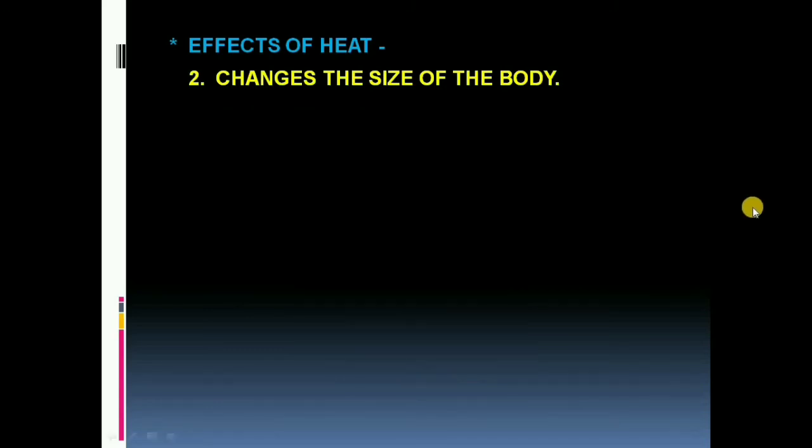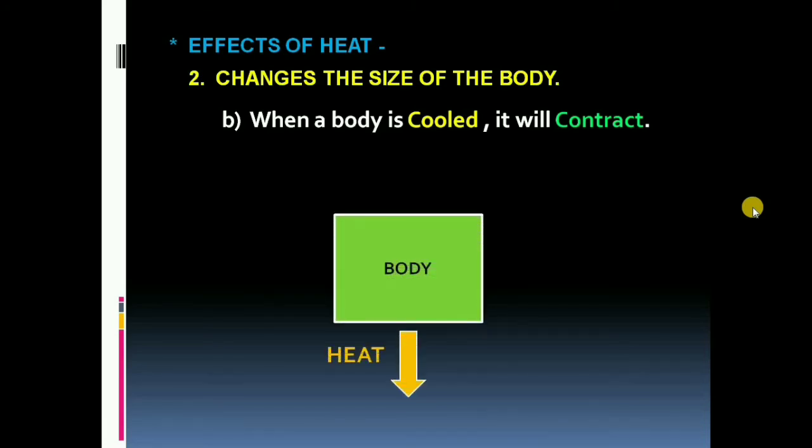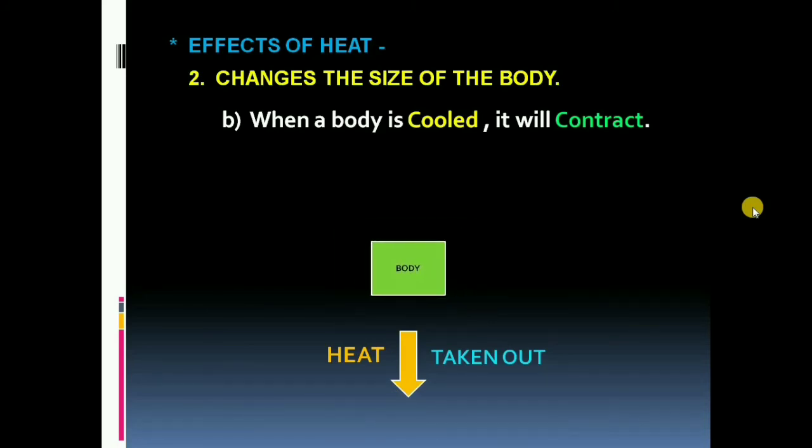And if the body is cooled, then the body will contract. So if we take a body and take out the heat from the body, that means we are cooling this body, cooling means we are taking out heat from the body, then what will happen? The body will shrink or contract. So it will become smaller in size. So this is the meaning of heat changing the size of the body. If we heat the body, it will expand, it will become larger, and if we cool, the body will contract, it will become smaller.